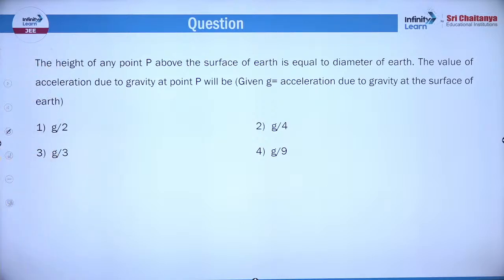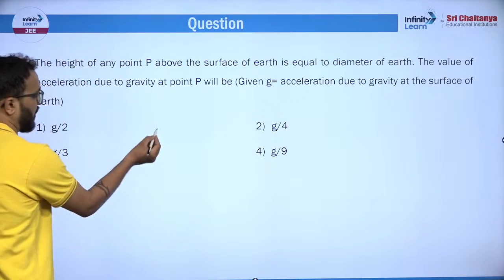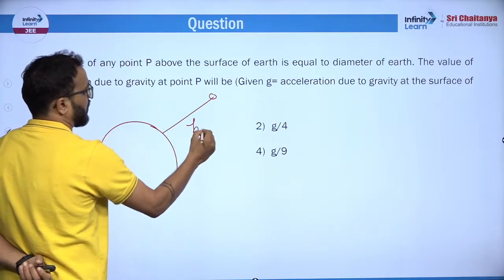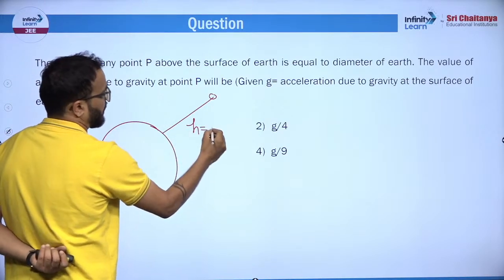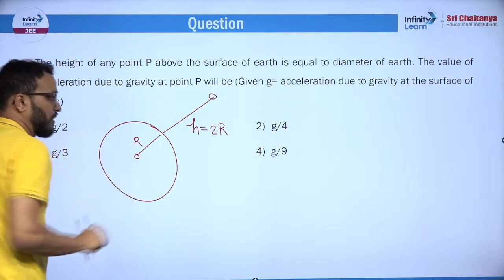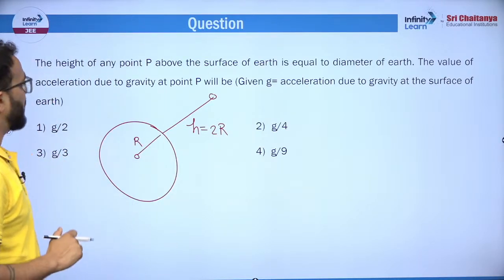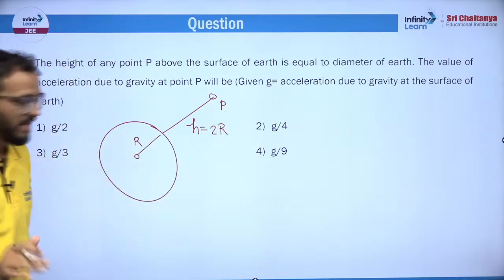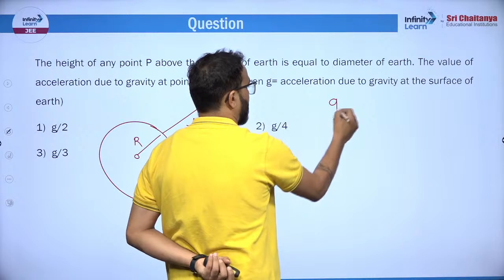Okay, the height of any point P above the surface. So height of any point P above the earth's surface. So this is earth. Above the earth's surface, the height h is equal to the diameter of the earth, that means 2 times capital R, if this is R. Okay, so what they are asking, the value of acceleration due to gravity at this point P will be, fantastic, what is the formula?